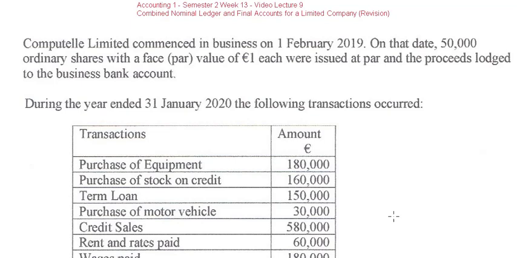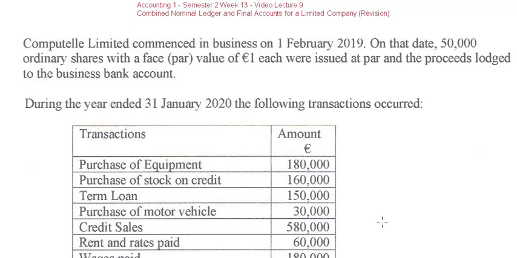So there's a number of transactions. It says on that date, in other words, on the 1st of February, the first day of the business, 50,000 ordinary shares with a face or par value of €1 each were issued at par. So the company sold these shares to shareholders, and the proceeds of this share issue were lodged to the business bank account.